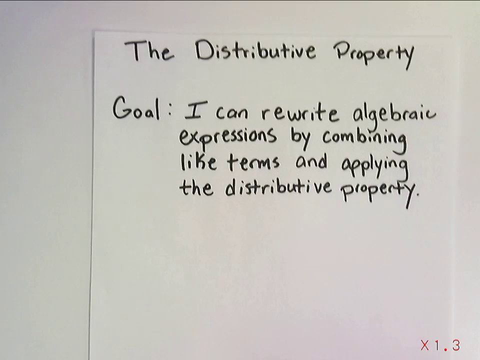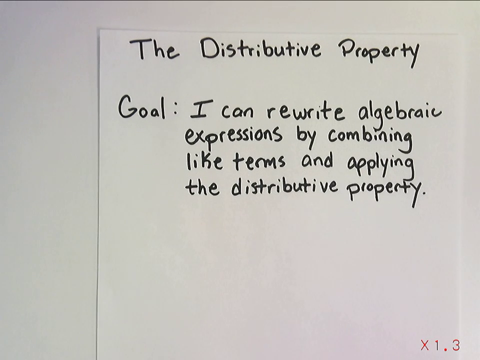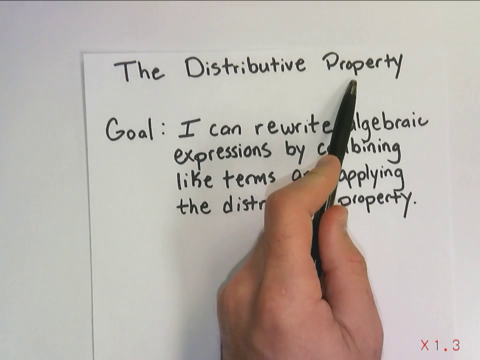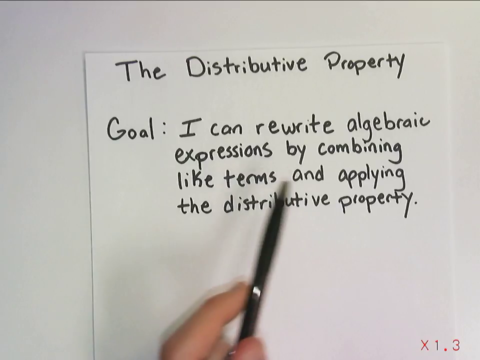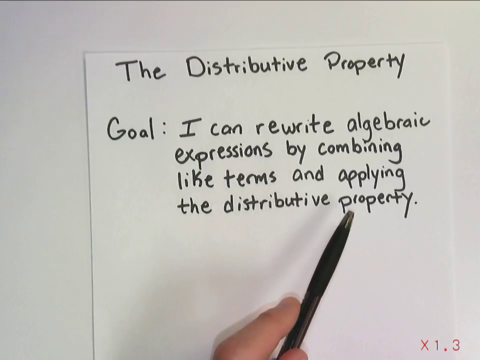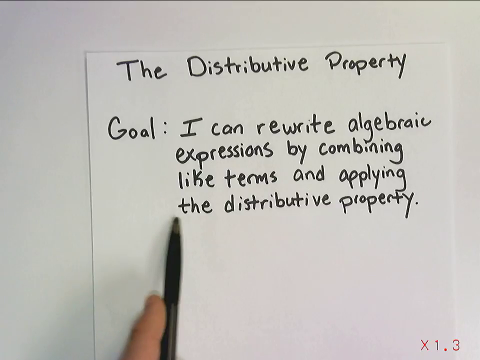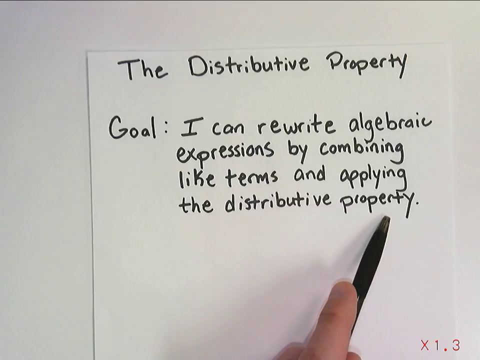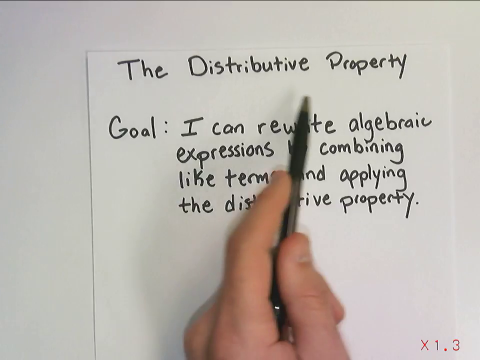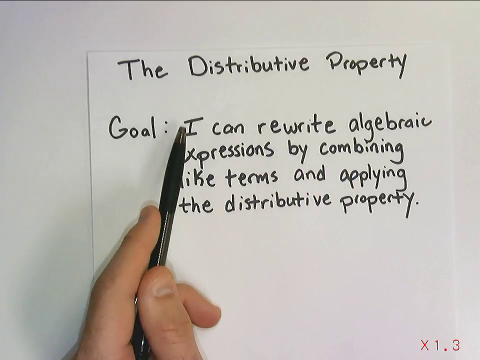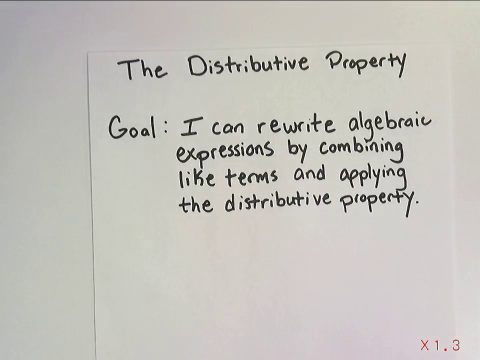And if you can remember all the way back to the beginning of our video, we were doing the distributive property today, and our goal was: I can rewrite algebraic expressions by combining like terms and applying the distributive property. We're specifically focusing on applying the distributive property in today's lesson. Remember, we are expanding on our I can statement from last week. So hopefully after you've watched this video, you have a better understanding of the distributive property. And if you have any questions, please ask me, as I'm happy to help.